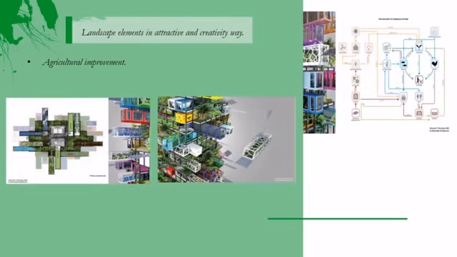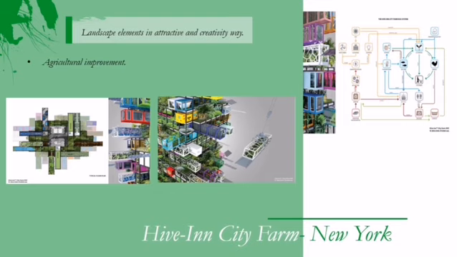Agricultural improvement. A large part of the challenges facing urban agricultural systems at this stage are due to technological limitations. For example, irrigation systems, planting space, material restrictions, etc. For example, Hyven City Farm, New York.